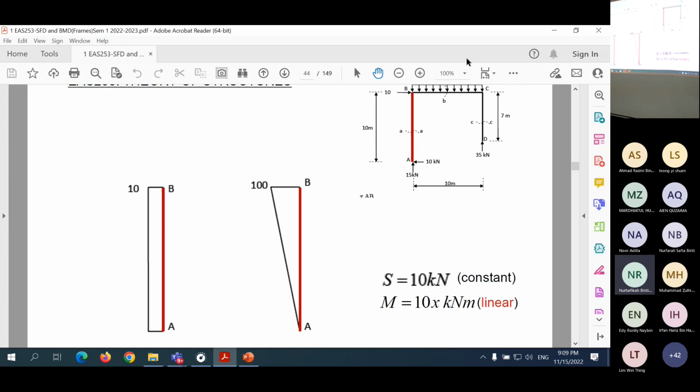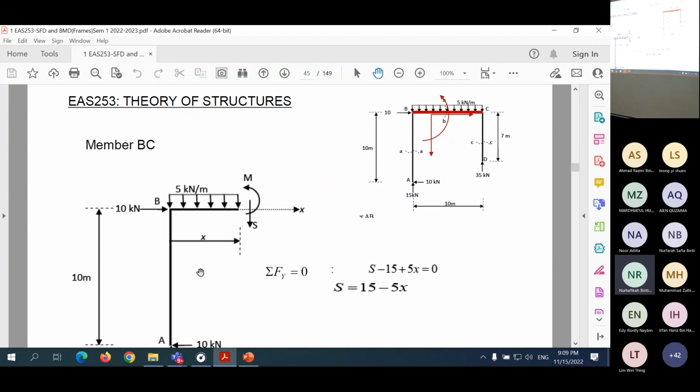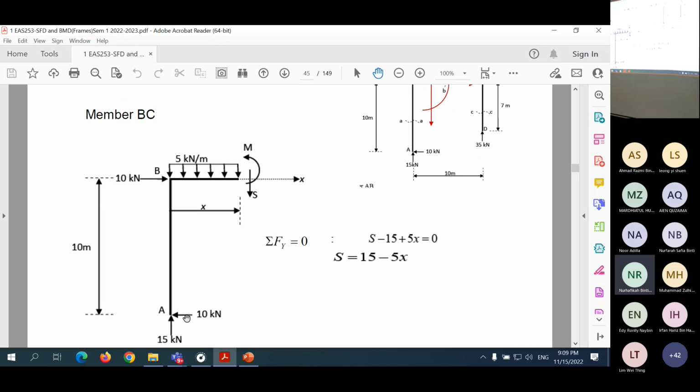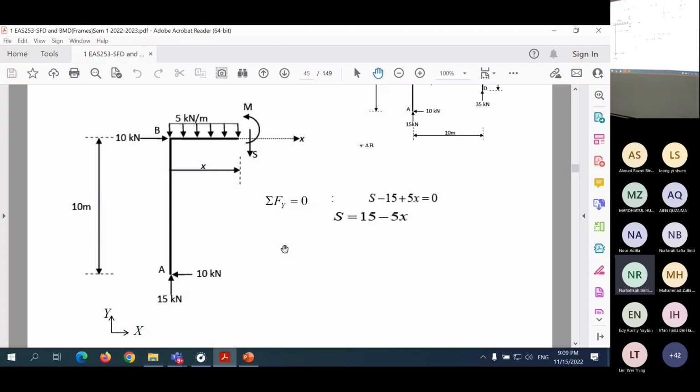So next we move to the next section, so repeat the same process. For this member BC, try to get the equation for member BC. So you cut here, then you use the free body diagram. This will be the free body diagram. Then the positive shear S, positive bending moment, is as indicated here. Then our X and Y here: this is X and this is Y.